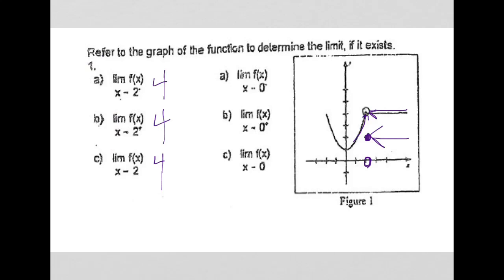Okay, let's look at the second set of limits. This time we're looking at the x value of 0. So from the left, and that's kind of messy, let's clean this up. So from the left and from the right, we are going to that y value of 1. So all those limits are 1.